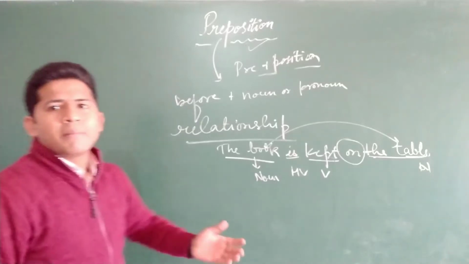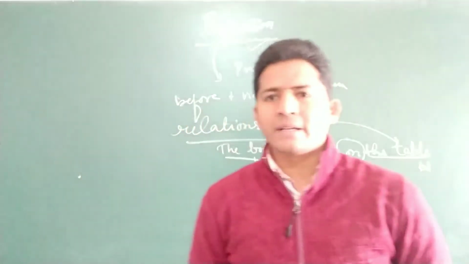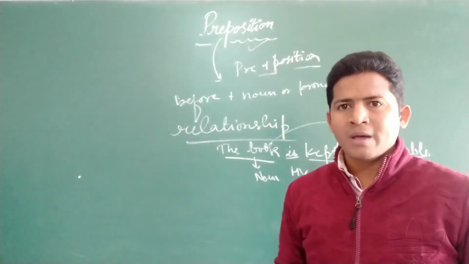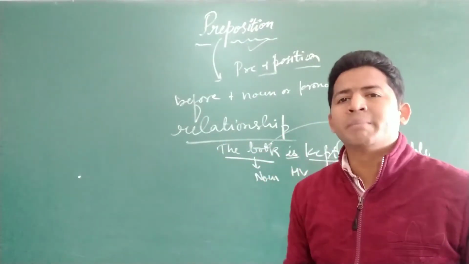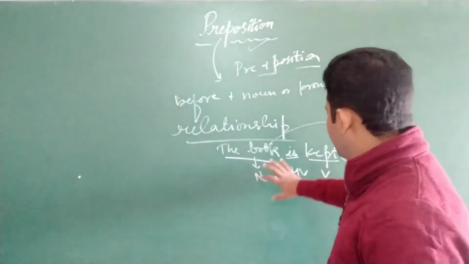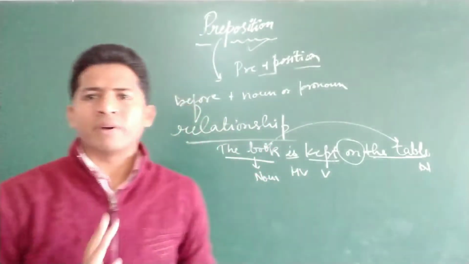So a preposition can be defined as any word in a sentence which comes before a noun or pronoun and shows a relationship between different words in a sentence. This is how you will define a preposition. I have given one example also, I hope you have understood.